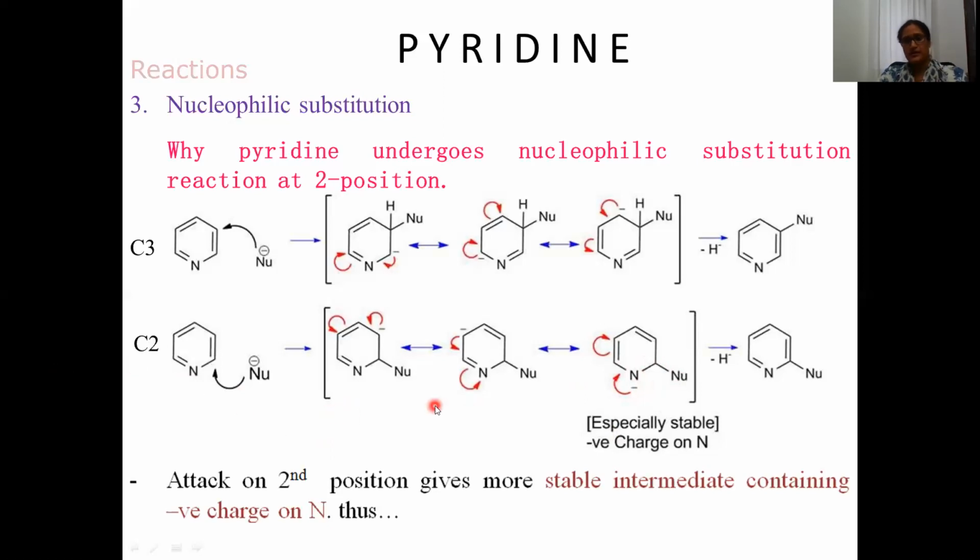As we have discussed for electrophilic substitutions, the C3 position is more susceptible because the C2 and C4 resonance-stabilized structures contain a positive charge on the nitrogen, which destabilizes the structure of pyridine. But over here, the nitrogen contains the negative charge, which is the more stable form of the intermediate or resonance hybrid structure. That's why the C2 position is more susceptible to nucleophilic substitution.